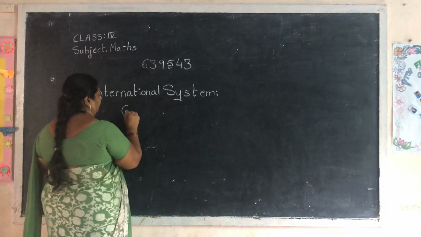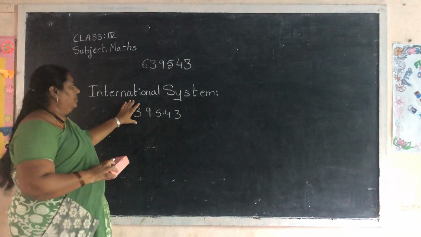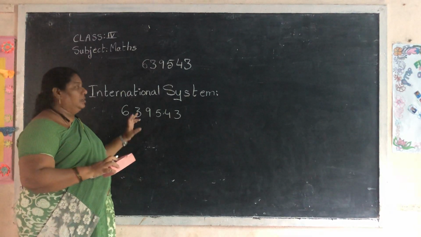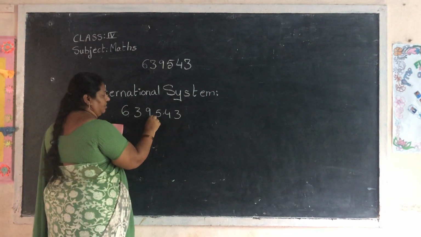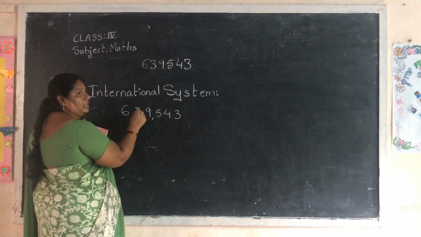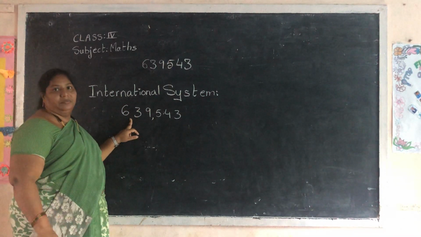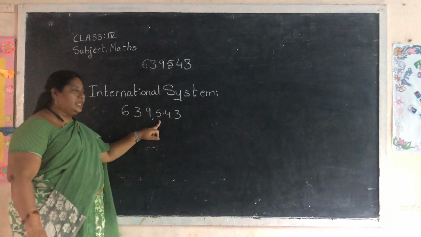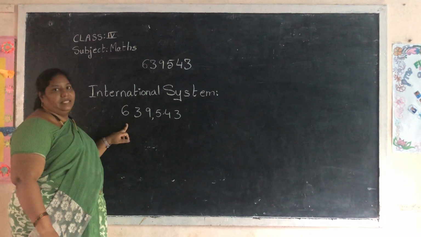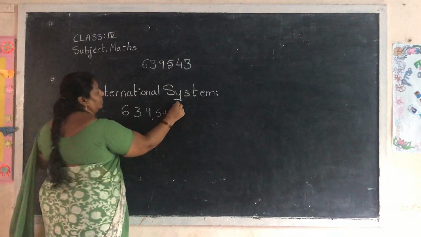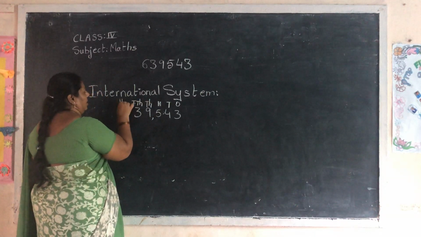This number in the international system, how do we keep commas period and places wise? In the ones period, ones, tens, hundreds, then a comma. Here 1000, 10,000, 100,000. There are 3 places in the thousands period, so don't keep a comma here. Understand? Here 3 digits, here also 3 digits. In the ones period 3 places, and the thousands period also 3 places.